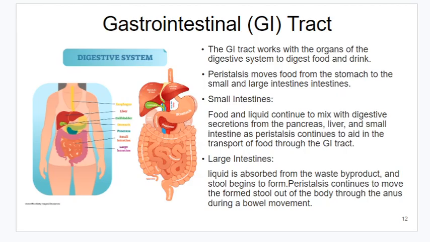The small intestine is a lot of where the absorption of those nutrients is actually coming from. And then our large intestine is where liquid is absorbed from the waste byproduct, and we usually pee that out, or the stool is actually formed, and then peristalsis continues that muscle movement throughout to push that formed stool out through our anus during a bowel movement.